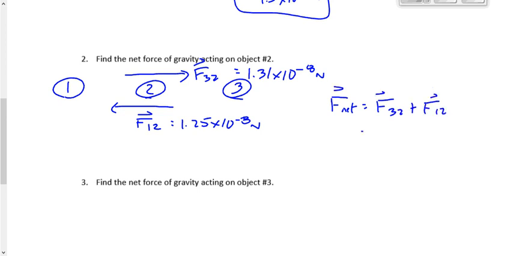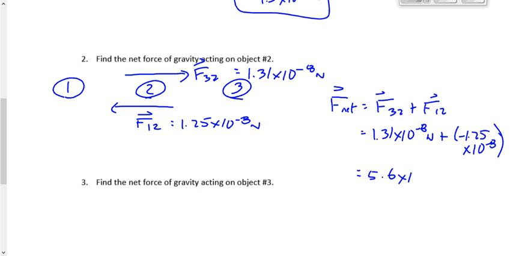But we have to be careful here. F32 is 1.31 times 10 to the negative 8 newtons, and F12 is negative 1.25 times 10 to the negative 8 newtons. That's why we drew that free body diagram, right? Is to get the negatives and the positives down. We add those together. We end up getting 5.6 times 10 to the negative 10 newtons. How many people get that one? Okay. You guys okay with those forces, the right directions and so on?